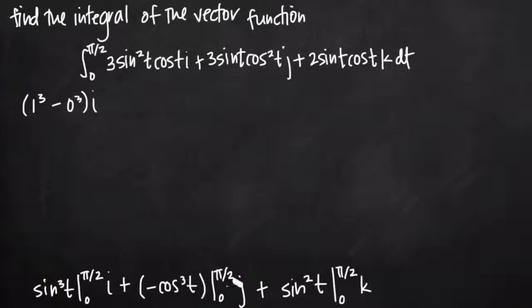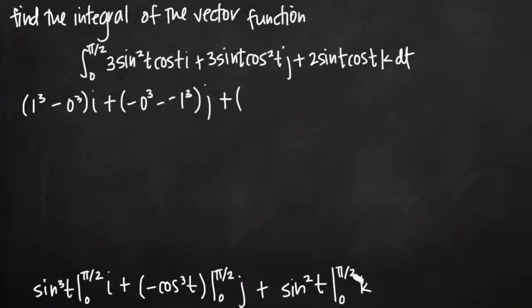Now we want to do the same thing here for the coefficient on our j term. So plugging pi over 2 in for t, cosine of pi over 2 is 0. 0 cubed is just 0. We have this negative sign out in front, so we have essentially negative 0 cubed. Then here when we plug in 0, we want to subtract whatever we get when we plug in 0. Cosine of 0 is 1. 1 cubed is 1, and so we add this negative sign in front, and we have negative 1 cubed. We multiply that by j, and now we just want to simplify the coefficient on our k term.